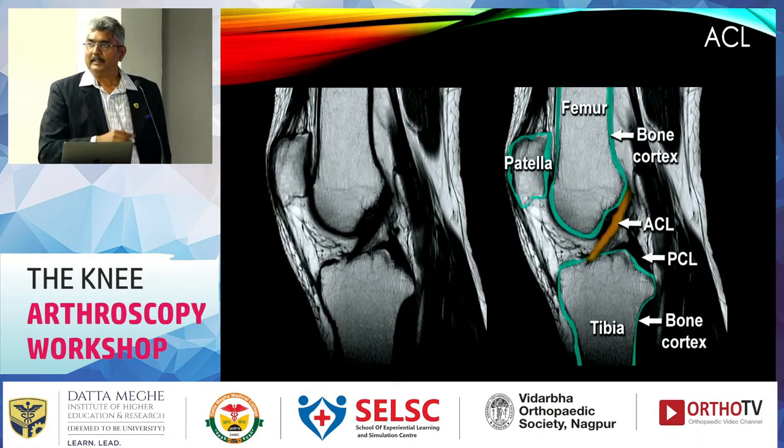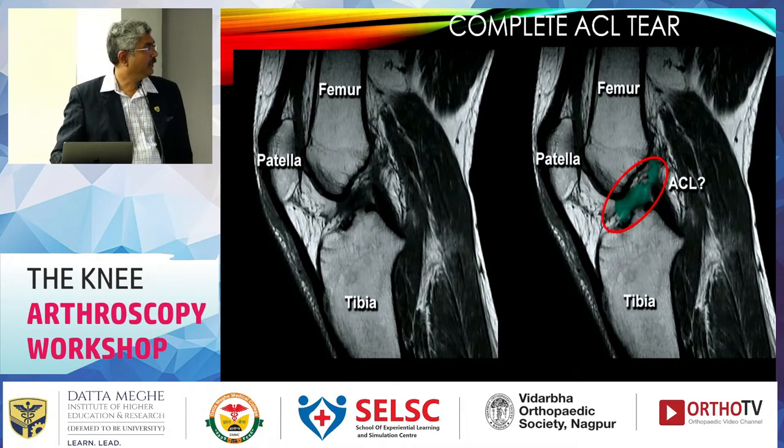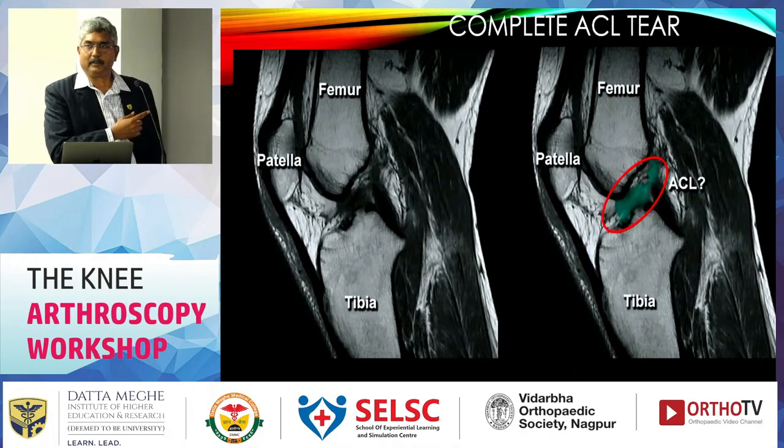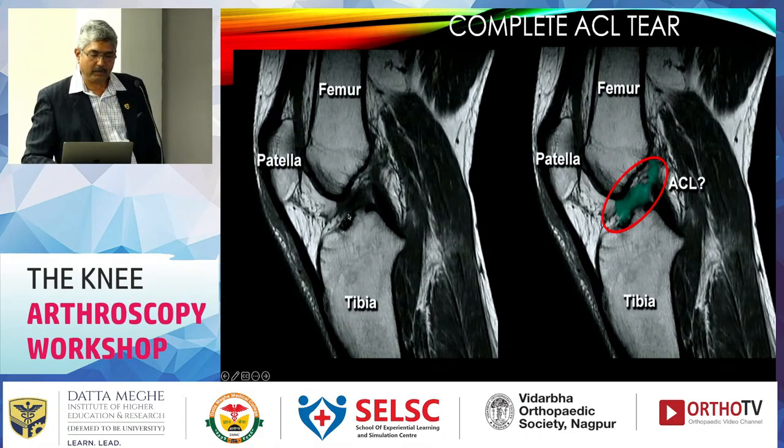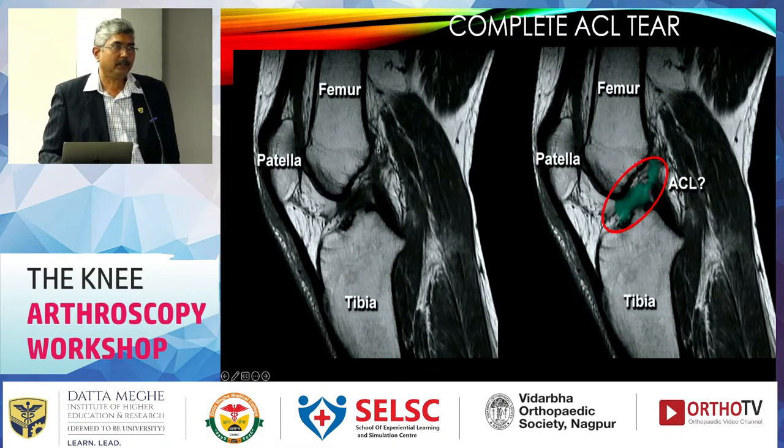ACL picture we had seen, this one is the normal appearance of ACL. And see here, although this is T1 weighted images, we cannot make out ACL, which should have been here, obliquely oriented, almost parallel to that of the intercondylar notch of the femur.